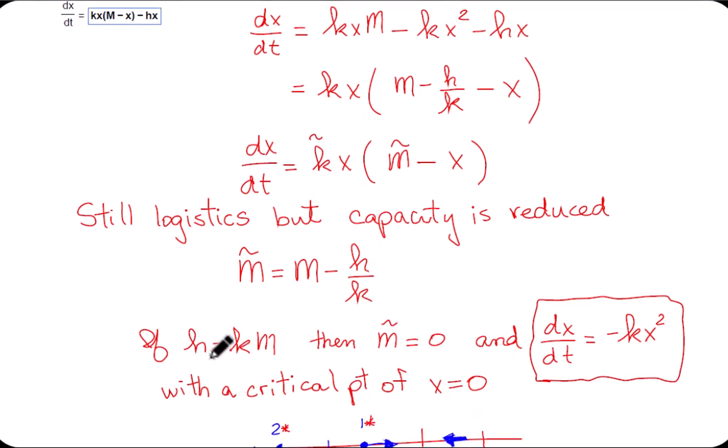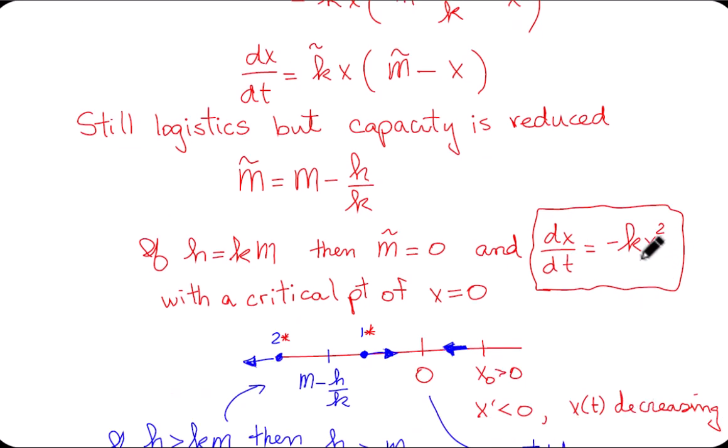And so if h is km, put in km here, then m tilde is 0, and x equals 0 is a critical point of this particular equation. And so that would give me this model. All right, and so if I pick something bigger than 0, this derivative is negative and x is decreasing.